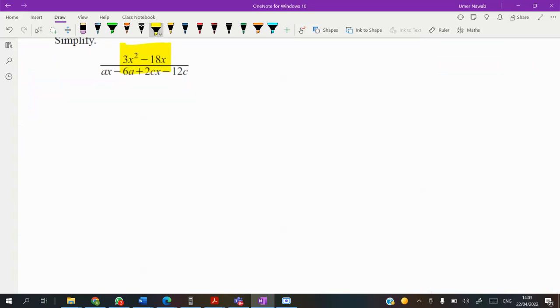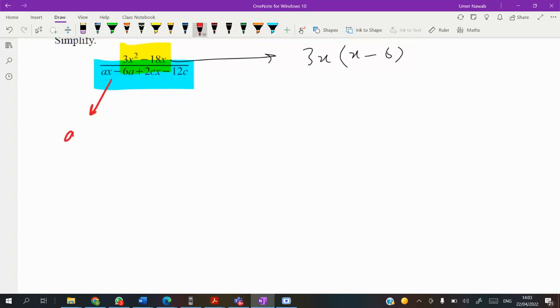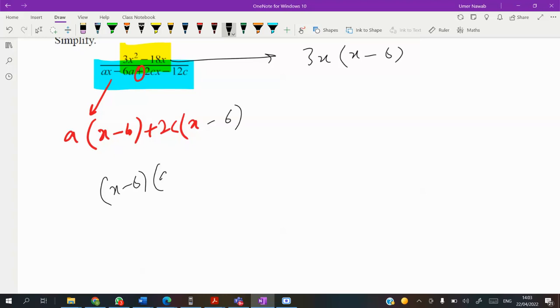Next, numerator, what is common? 3x, so x minus 6. In the denominator, we see by grouping a common x minus 6 with the plus sign, no worries, no need to change sign. So 2 common, c common, so x minus 6. So x minus 6 and a plus 2c, right?